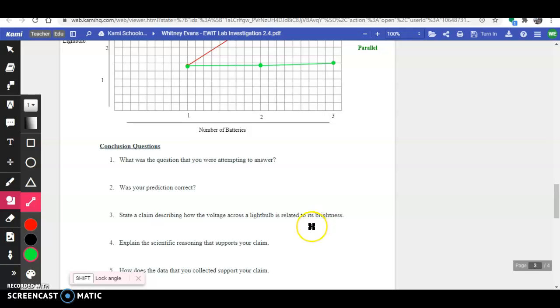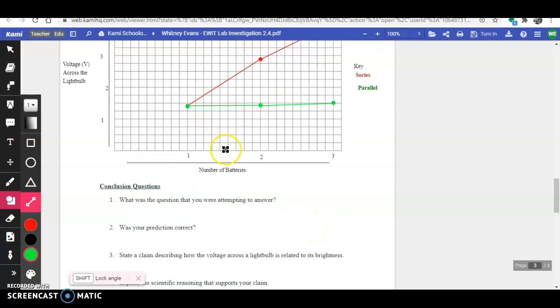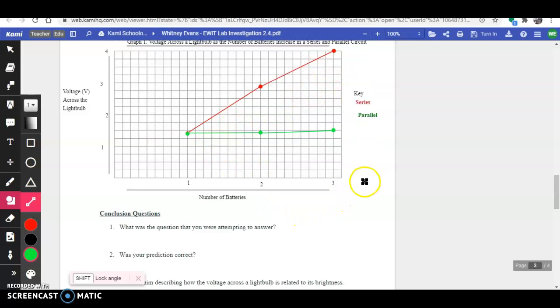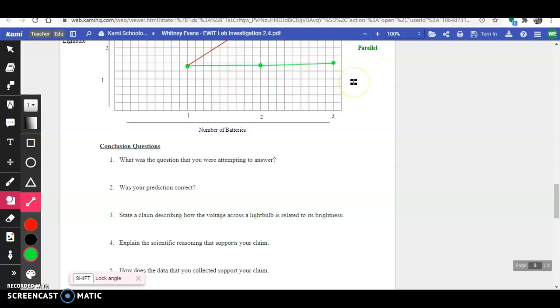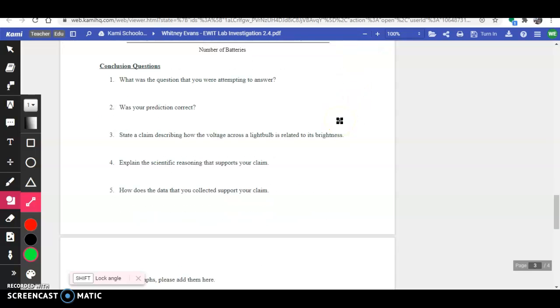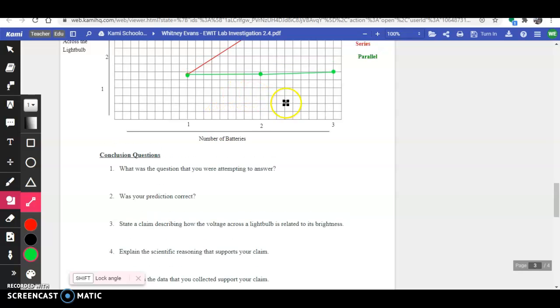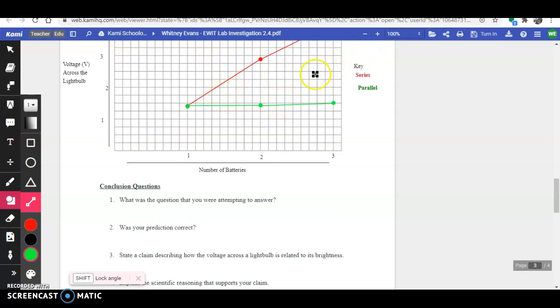So a claim would be something like, with series, as you increase the number of batteries, the voltage across the light bulb increases, while in parallel, the voltage across the light bulb stays the same as you increase the number of batteries. Explain scientific reasoning that supports your claim. Well, the scientific reasoning would be something like, we measured the voltage across the batteries as we increased the number of batteries, and we did that for series and parallel circuits.